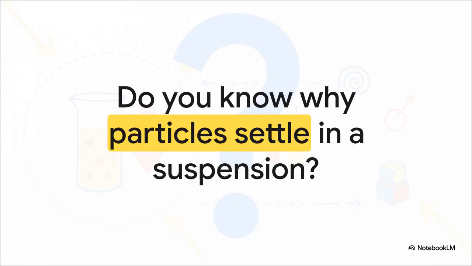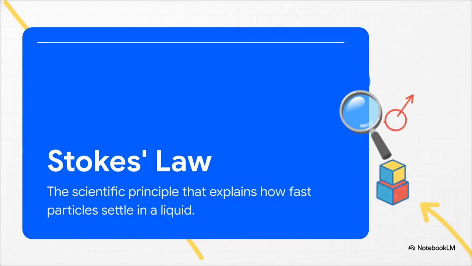You shake up a bottle of, say, salad dressing, and you watch all the spices and herbs just slowly drift back down to the bottom. What's actually controlling that speed? Why don't they just drop instantly? Well, the answer is all wrapped up in the physics of suspensions. And yeah, there's a name for that whole process.